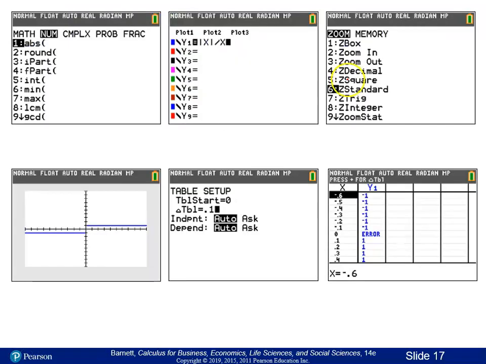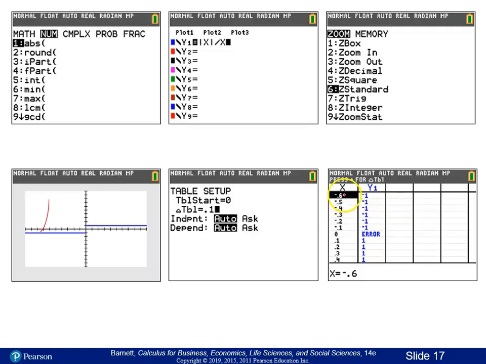And you could put this in to look at on your calculator. If you need to go to the absolute value function on your calculator, it's under the math menu, and you choose number 1 for ABS, and it'll give you a graph that looks something like this. And you can see if you go and set up a table, which is also another viable option here.